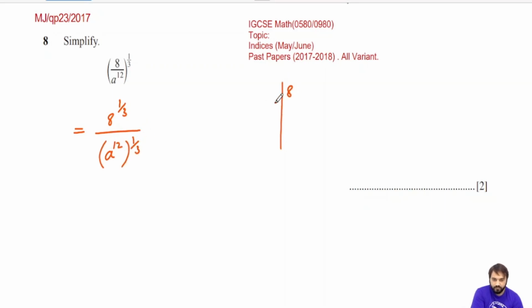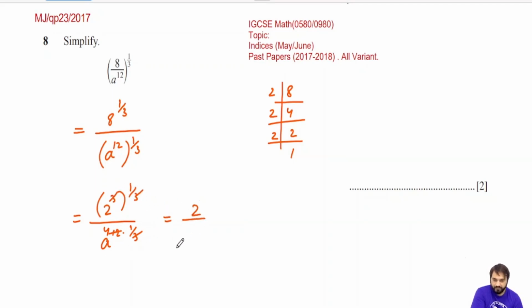8 can be written, when we do prime factorization, as 2 4 times, 2 2 times, 2 1 time. So instead of 8, I can write 2 cube, whole power 1 over 3. However, in this case, a raised to power 12, whole power 1 over 3, power of power, we multiply: 12 into 1 over 3. We can cancel them, 3 4 times 12. Also this one. In the numerator we have 2 and in the denominator we are left with a raised to power 4. So we have just simplified the given question: 2 over a raised to power 4.